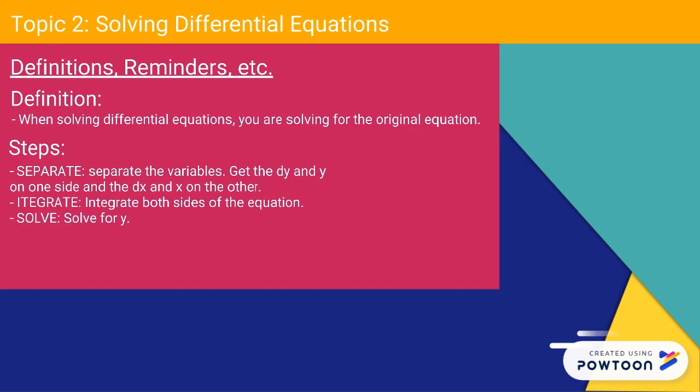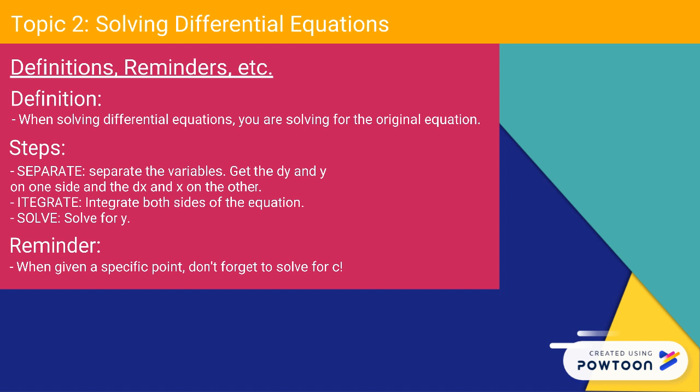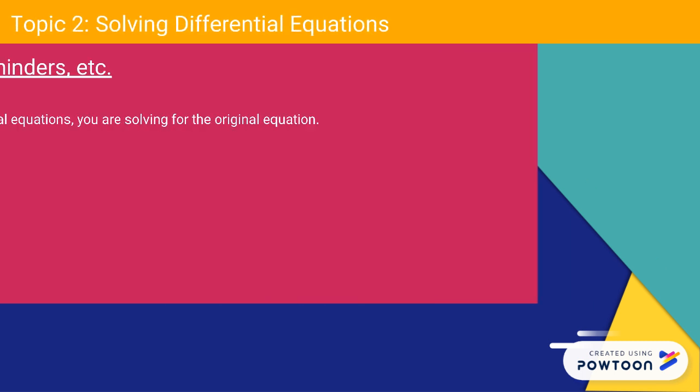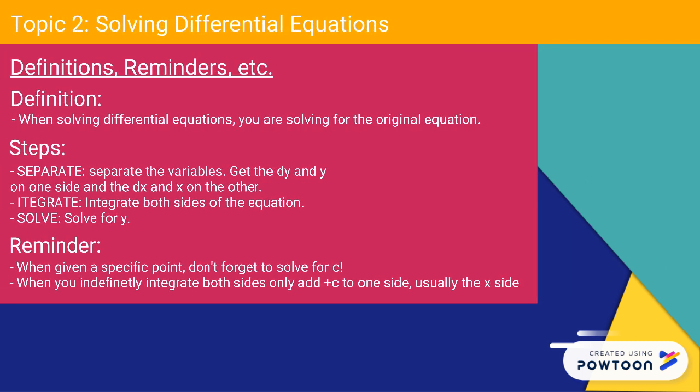So when solving differential equations, dy dx, you are basically solving for the original equation, or for y. The three main steps to solving differential equations are to separate the variables, get dy and y on one side and dx and x on the other, integrate both sides of the equation, and then solve for y. So in these types of problems, you are usually given an initial condition, which is a coordinate point, and you can use this coordinate point to solve for c.